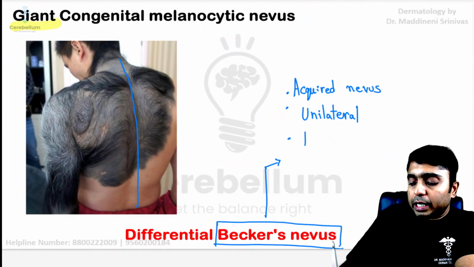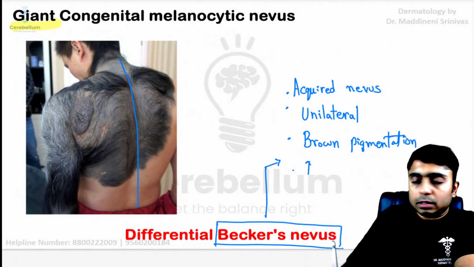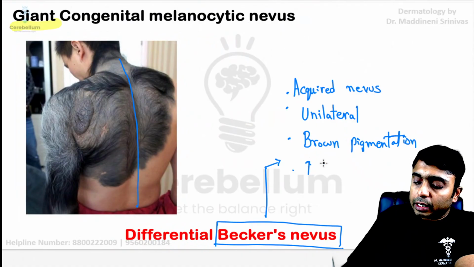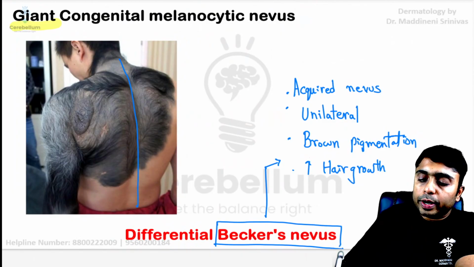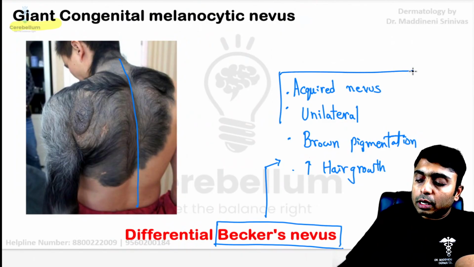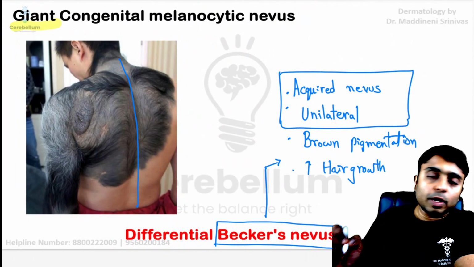Okay, and the pigmentation is going to be brownish pigmentation. And apart from that, yes, even in Becker's nevus there is going to be increased hair growth. So if you observe, the first two points are going to help differentiate Becker's nevus from congenital melanocytic nevus.